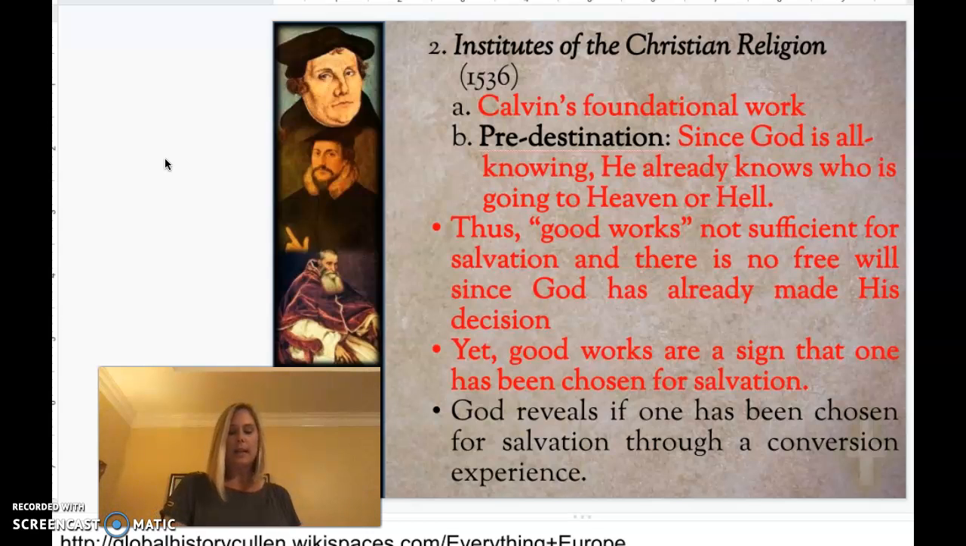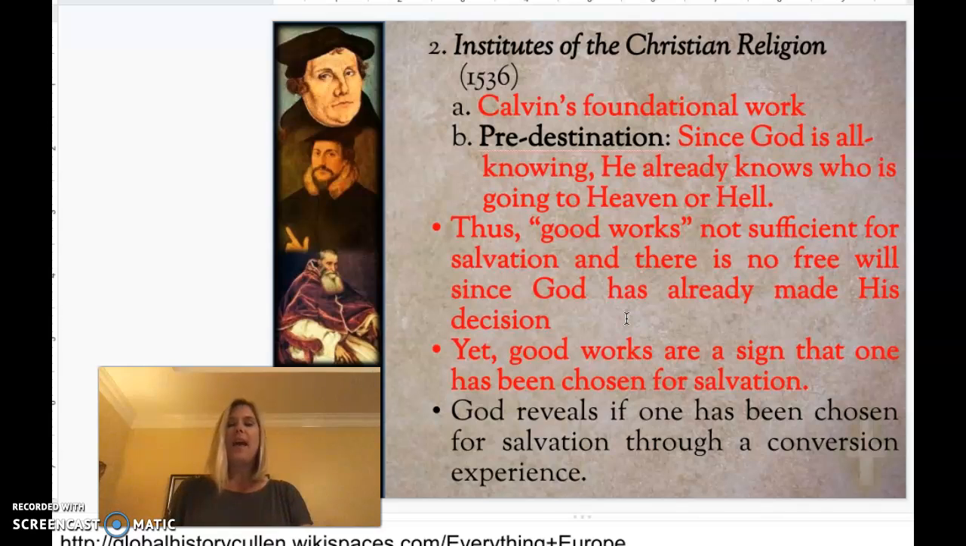So what Calvin is telling us is it doesn't matter what we do with our life while we are here because it's already been predetermined. So it doesn't matter how good you are or even how bad you are because everything has already been, like I said, predetermined for you. There is a however or a yet, as this PowerPoint points out. According to Calvin, good works are a sign that one has been chosen for salvation.